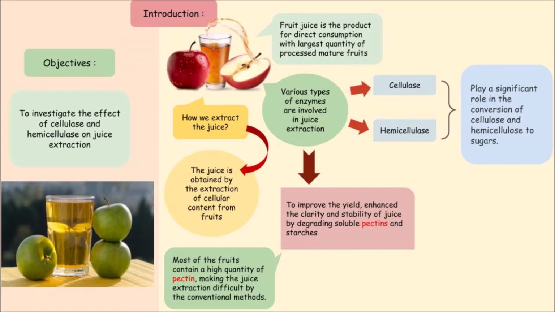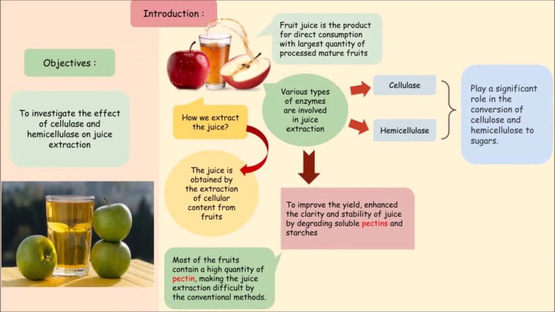Fruits are important sources of essential dietary nutrients such as vitamins, minerals, and fiber. Fresh fruits are highly perishable due to their moisture content of more than 80%. To extend the shelf life, it is necessary to process the fruit into products like juices, fruit bars, and many others. Fruit juice is the product for direct consumption with the largest quantity of processed mature fruits. Basically, we can obtain the juice from the fruits through the extraction process.